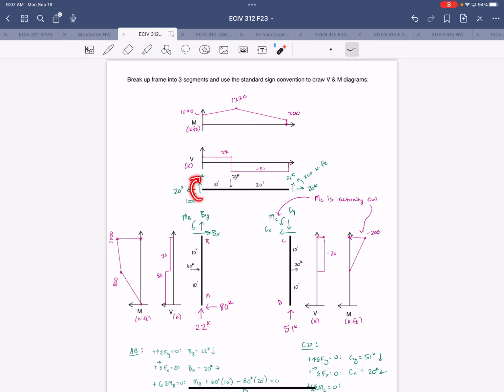And then a clockwise moment at the left end of a beam is also positive, right? So we have positive 1,000 at the column and at the beam at point B. However, over here at joint C, we have a counterclockwise moment on the beam, which is positive for the right end of a beam, all right?